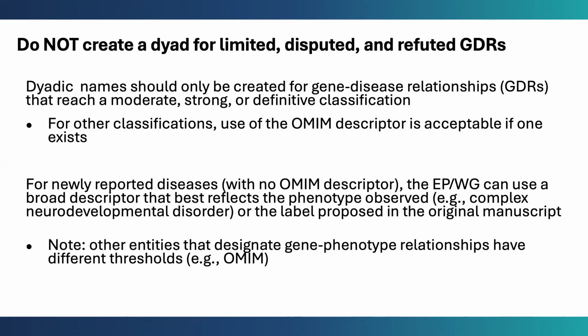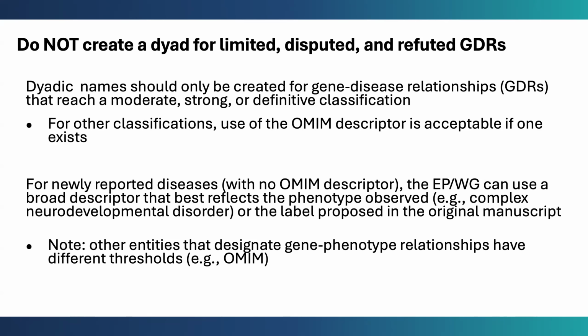So again, just focusing on dyadic names should only be created for gene-disease relationships that reach the moderate, strong, and definitive classifications. If you end up with limited, disputed, or refuted, you would need to use an OMIM descriptor that's acceptable if one exists, or to create a broader general term. Also, for newly reported diseases that don't have an OMIM descriptor, the expert panel and working group can use that broad descriptor as well that best reflects the phenotypes observed. Hopefully there are things within Mondo, but if there aren't, we can also create those within Mondo if need be.